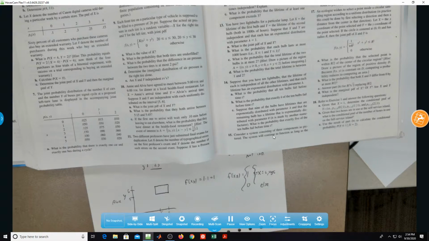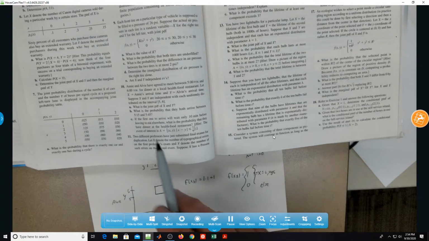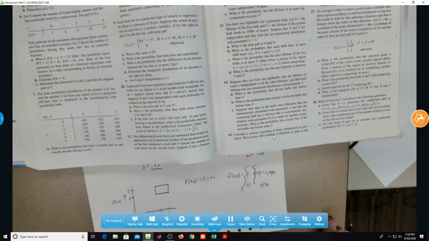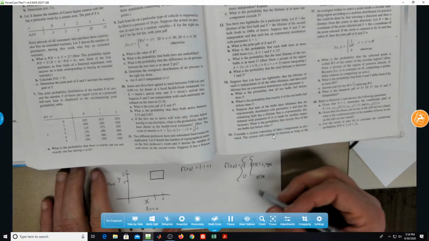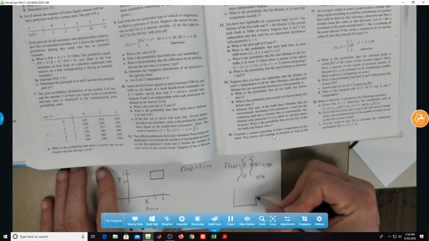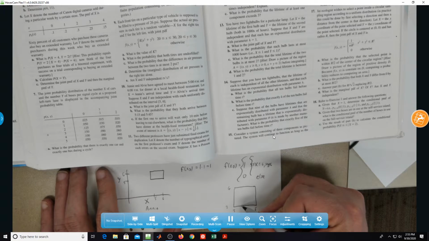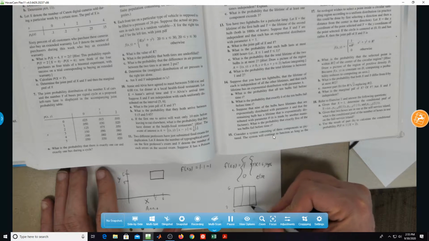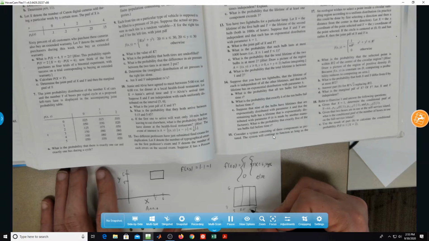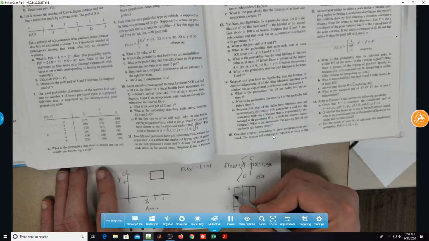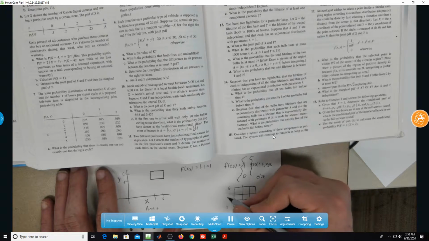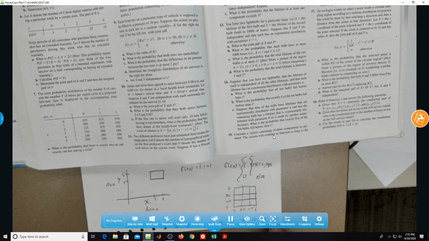Now let's go to the next question. What's the probability that they both arrive between 5:15 and 5:45? Okay, let's draw that in here. Let's zoom in to 5 and 6. Here's 5:15 and 5:45, which would be 5.25 and 5.75, and then Alvey also comes in at 5.25 and 5.75.